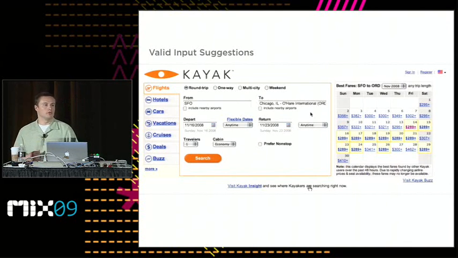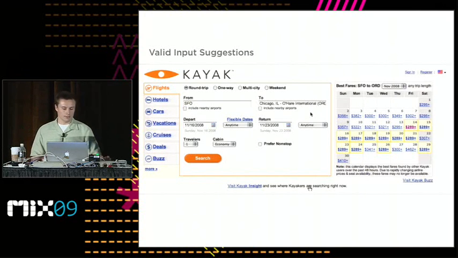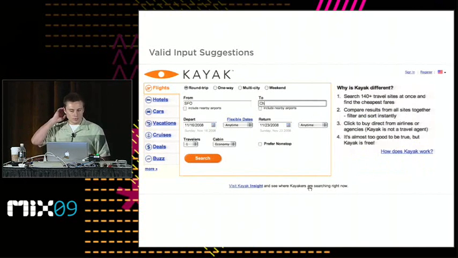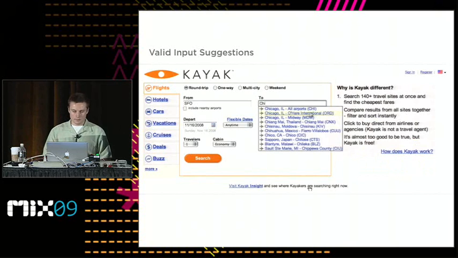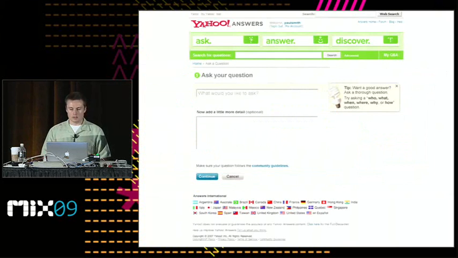So, wow, think about that. We use inline validation not only to get you a valid suggestion to fill in the input field, we use it to prevent you from even having to fill in the form. That's kind of exciting. Another example of inline validation comes to us from Yahoo Answers.